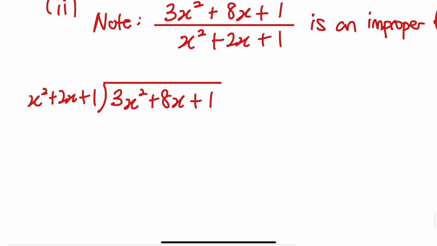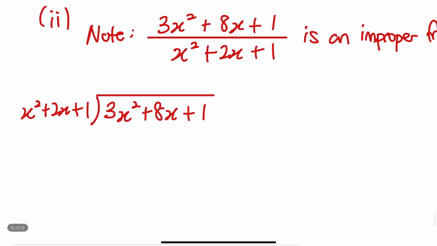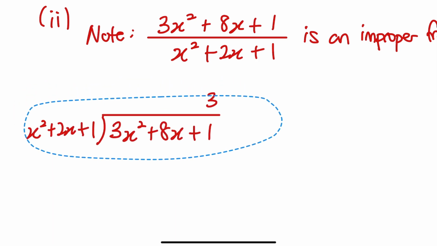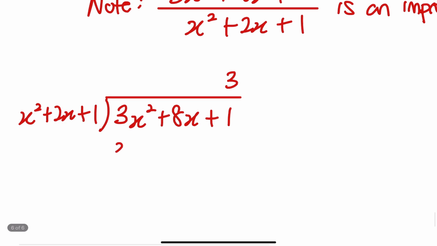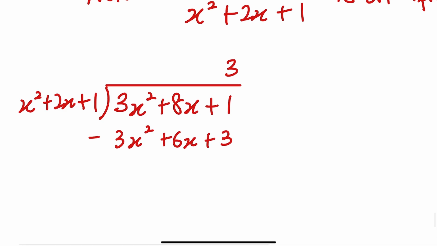So over here, by long division, I will multiply by 3 in order to turn x squared into 3x squared. Write it down. Then this becomes 3x squared, the 3 multiplied to the entire divisor, plus 6x plus 3. Now I subtract the whole thing. I will be left with 8x minus 6x, which is 2x, minus 2.